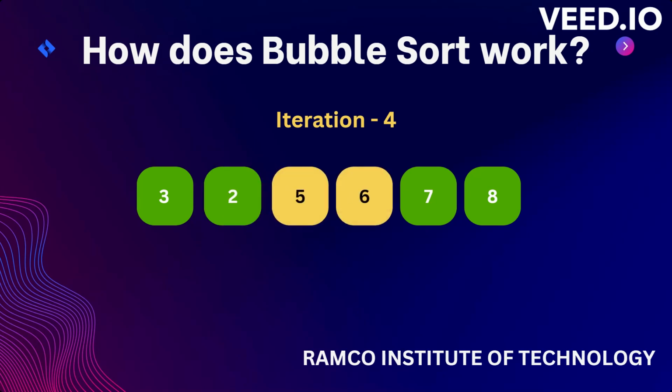The next two elements, that is 5 and 6, are compared. So it is already in the sorted order, so no swapping is necessary. Then the next two elements, that is 6 and 7, are compared. It is already in the sorted order, so no swapping is required.